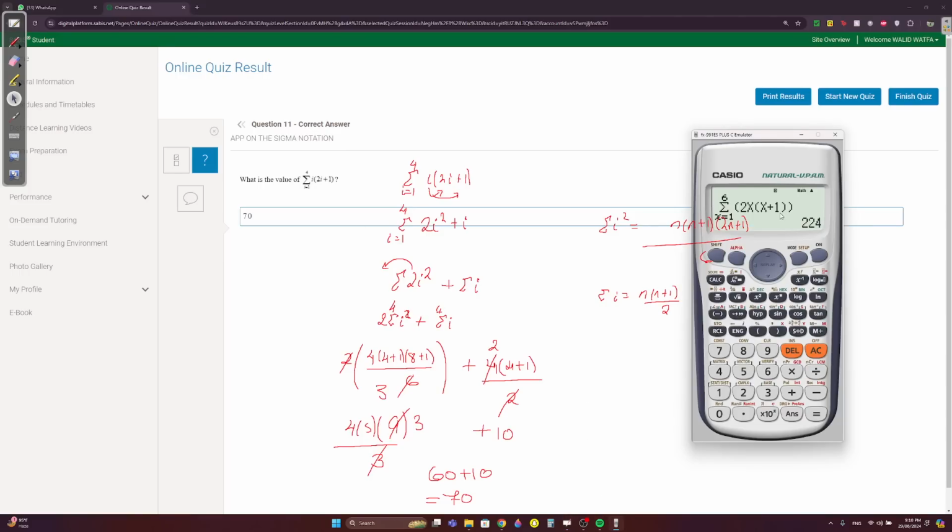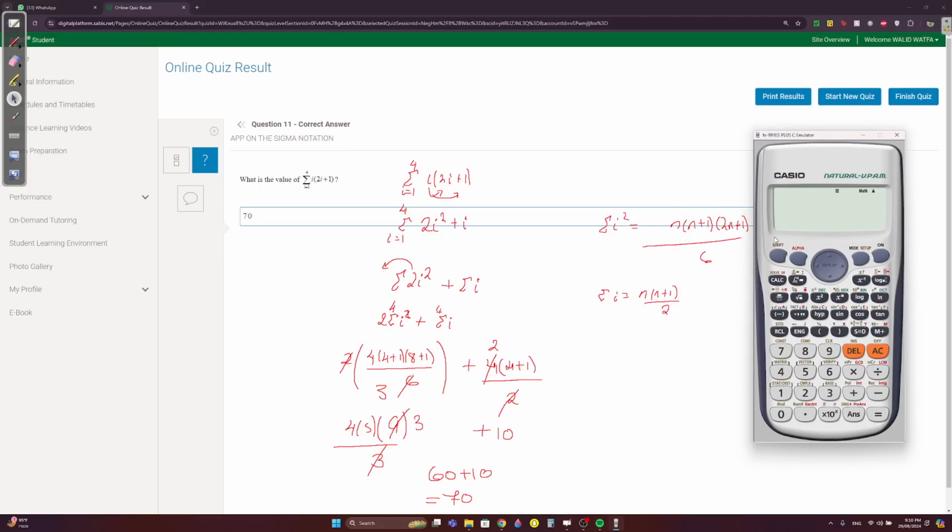Can you solve this on the calculator? Yes, you can. Shift, log, you get the sigma. Remember, keep i as x. Open the brackets, 2x plus 1, close the brackets, go down, x starts at 1, up until 4, and you get 70.